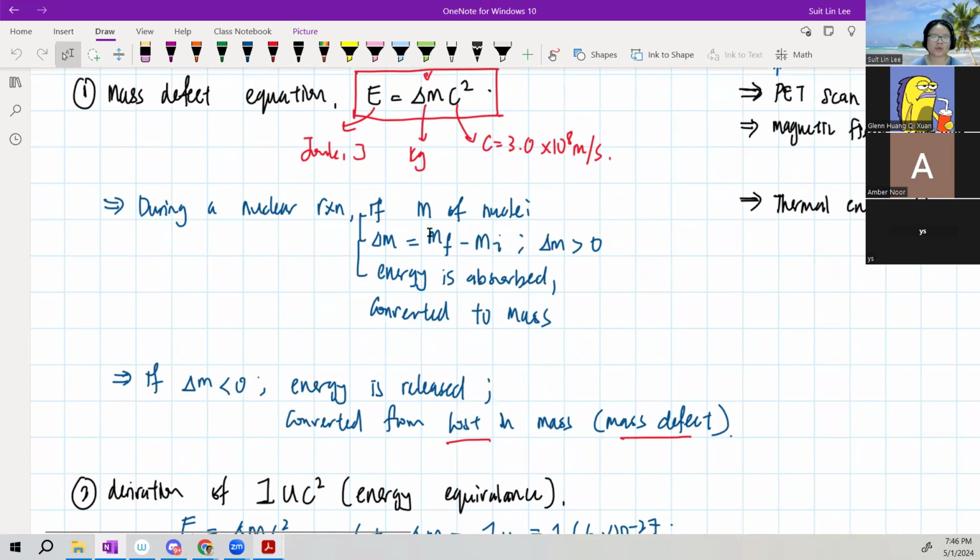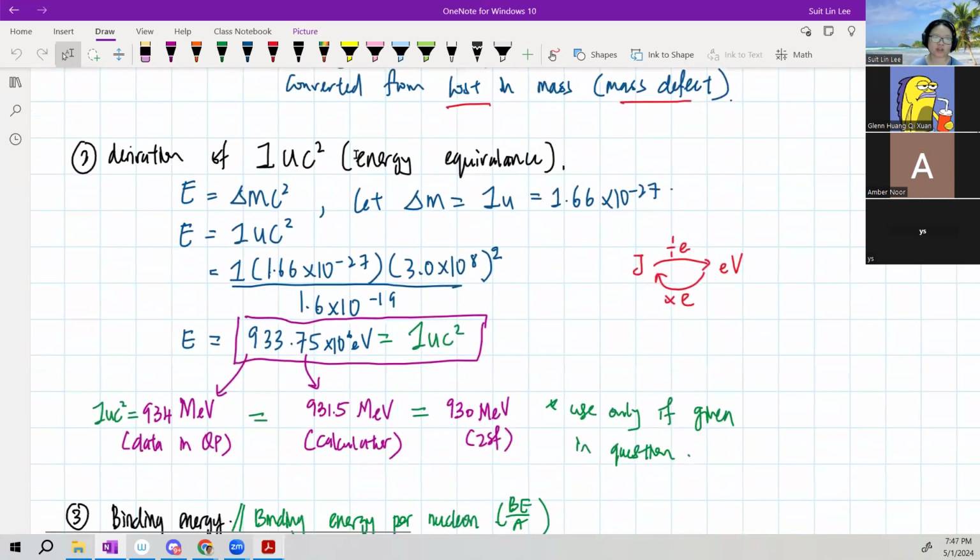So we would want to find the energy equivalence of 1 uc², meaning 1 u is 1 atomic mass unit. And I don't know whether you remember from chemistry, 1 atomic mass unit is 1/12 the mass of carbon-12. We use carbon as the standard atom or the standard nucleus, and give it a mass of 12. So 1 u is 1/12 the mass of a carbon-12 atom. Okay. So you can find this in your data page.